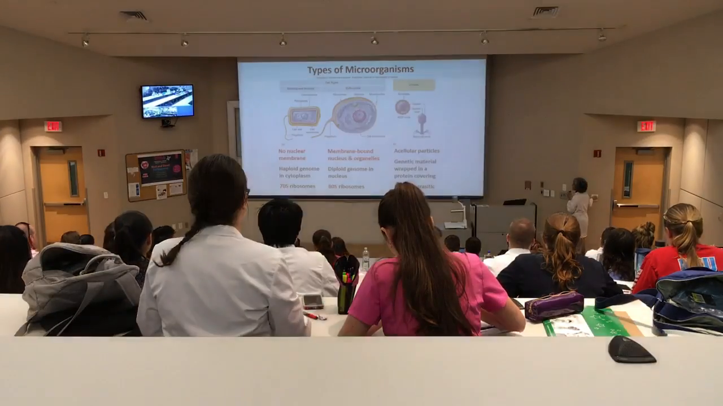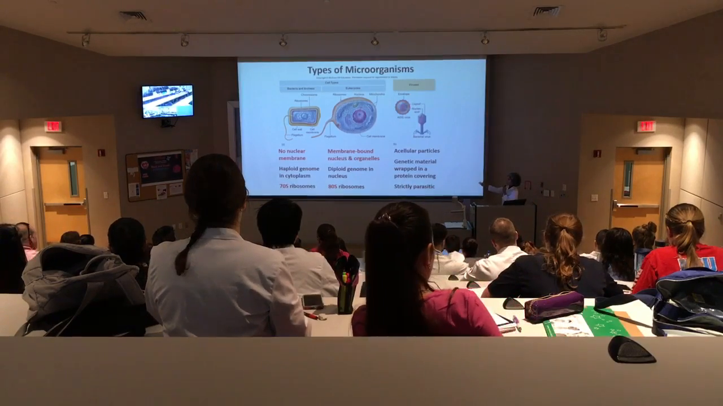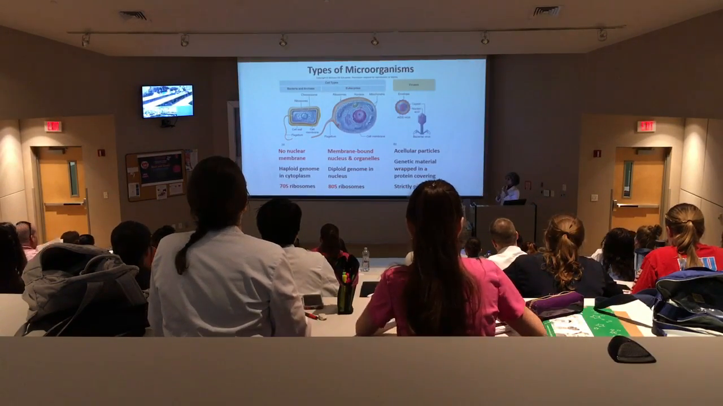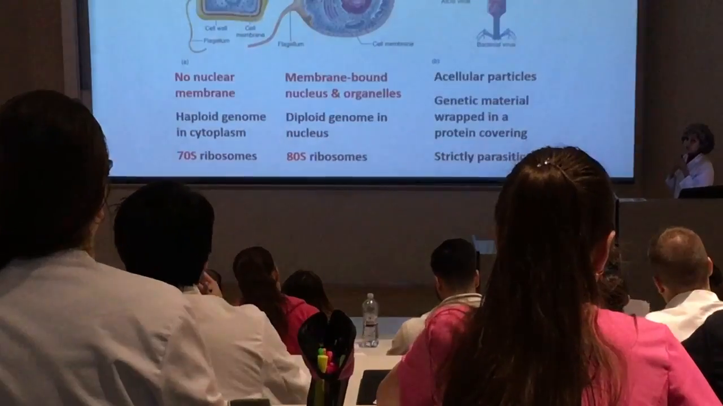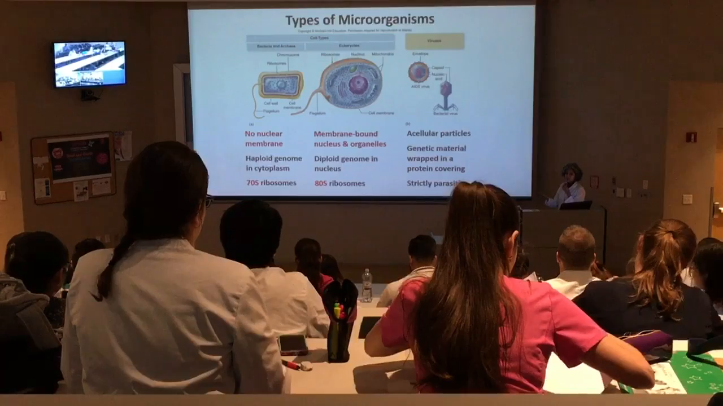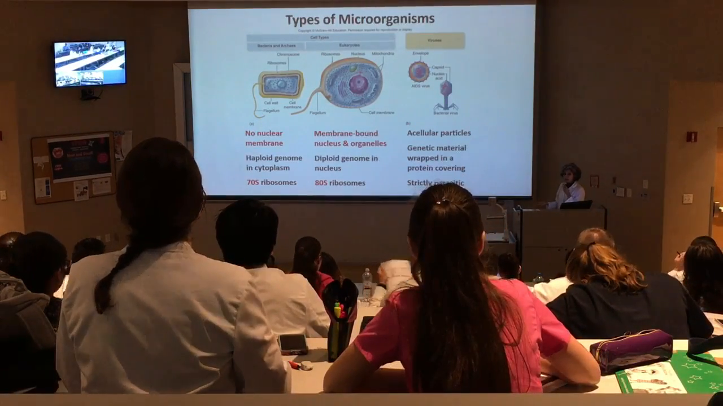Differences between these major life forms. Eukaryotes, that's the one in the center. It's a diploid genome. We know it's an 80S ribosome, 60 plus 40, whereas bacteria would be a 70S ribosome, 50 plus 30. We know it's a haploid genome.